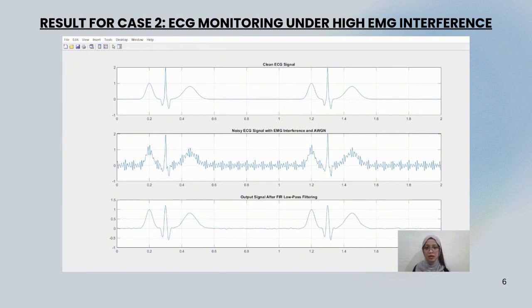The clean ECG waveform clearly shows the P, Q, R, S and T wave. After adding EMG interference and AWGN, the noisy ECG waveform becomes distorted, making it more difficult to identify the important cardiac features. After applying the 50th order low pass filter with a 40 Hz cutoff frequency, most of the high frequency noise is successfully attenuated while preserving the main ECG component. The filtered waveform closely resembles the original clean ECG signal with a smoother appearance and improved signal quality.